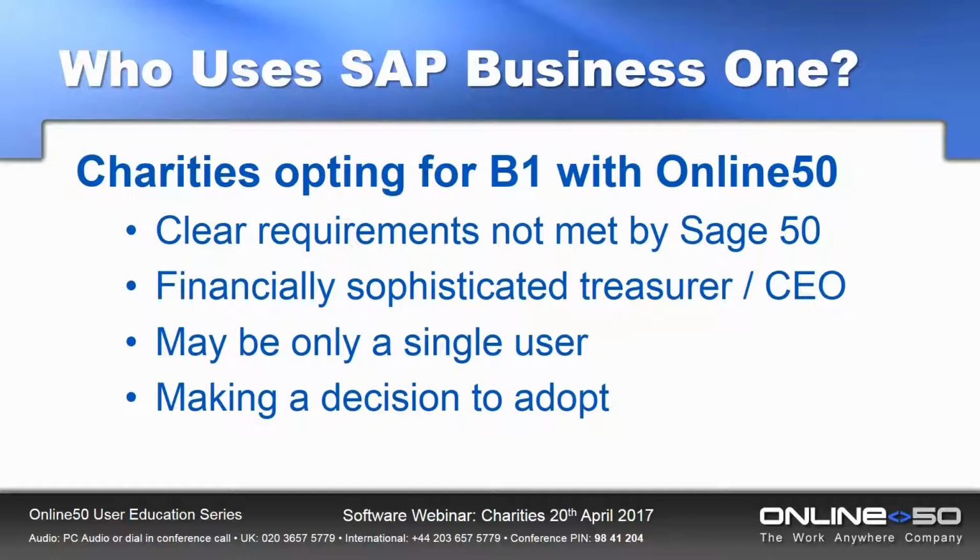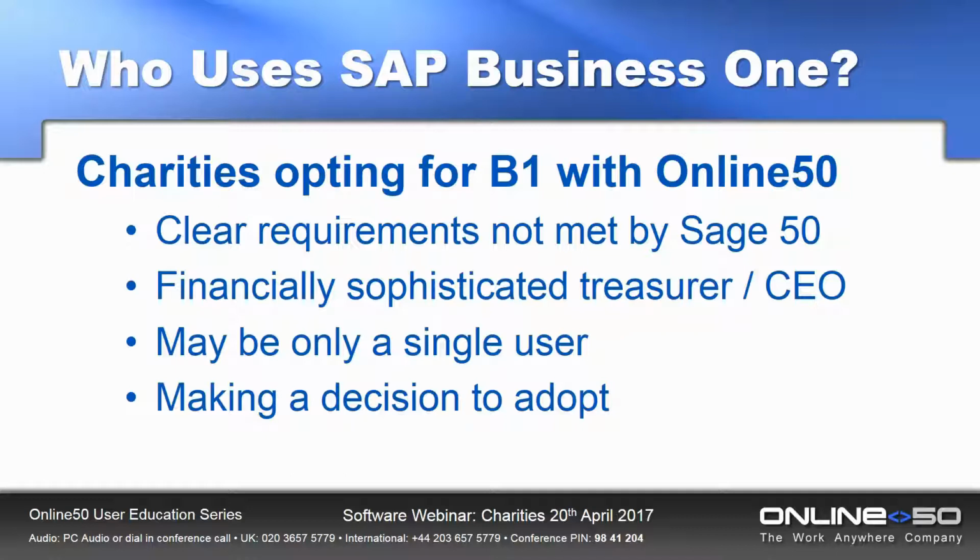We've also seen scenarios where there is a financially sophisticated treasurer, sometimes the chief executive. Their career path has led them in a direction where they are more comfortable with the kind of solution that SAP Business One is than the kind of solution that Sage is. Now, there may only be a single user. We have quite a few single user charities on our platform because it's a scalable cost. It's very achievable for single user systems.